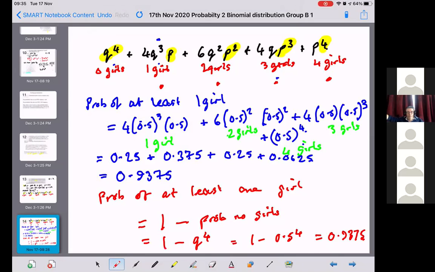Does everybody understand that? Yeah. So successive terms give you successive different chances of the same thing. So it's like throwing a dice 5 times or tossing a coin 6 times or whatever. We start off with having no times that you get a particular result, then 1 time, 2 times, 3 times, 4 times successively across that expansion.